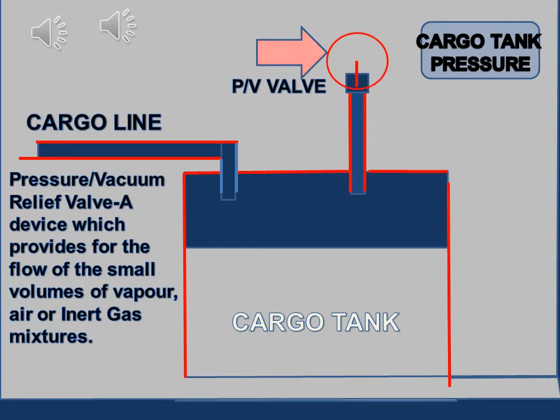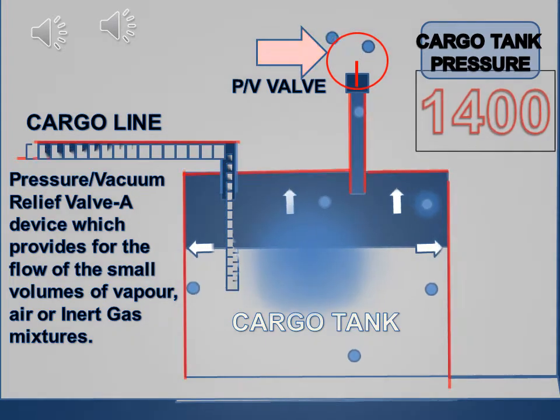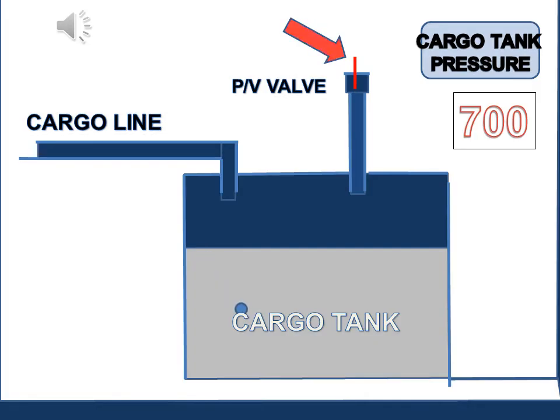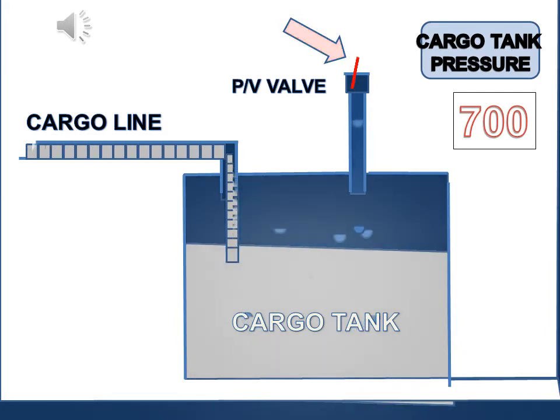Pressure vacuum relief valve: a device which provides for the flow of small volumes of vapor, air, or inert gas mixtures. When the cargo tank pressure becomes low, the pressure vacuum valve will close automatically, depending upon the setting value.